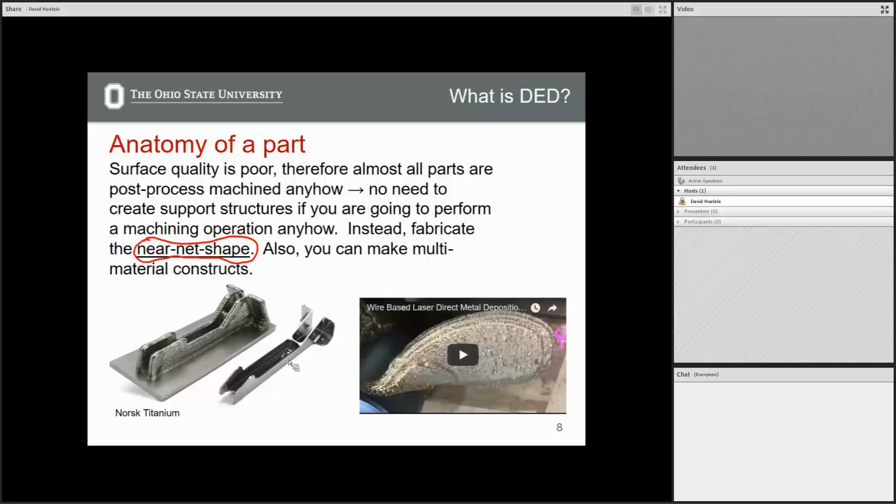Okay. So in terms of anatomy of a part, with powder bed fusion, you don't have the same surface quality of a milled face that you would have with CNC milling. You have some sort of roughness.